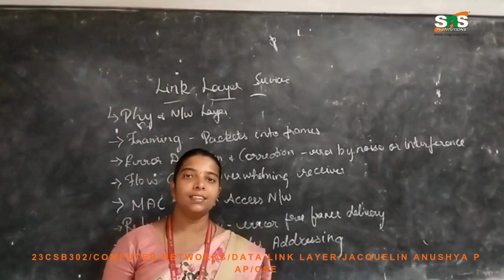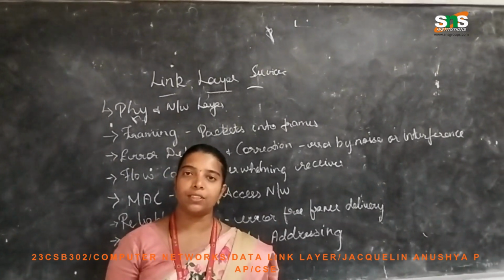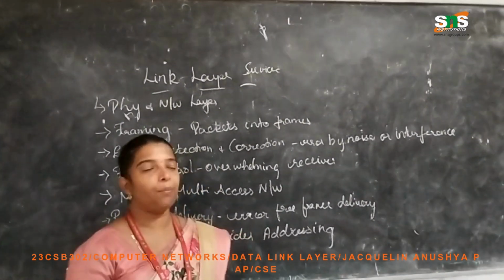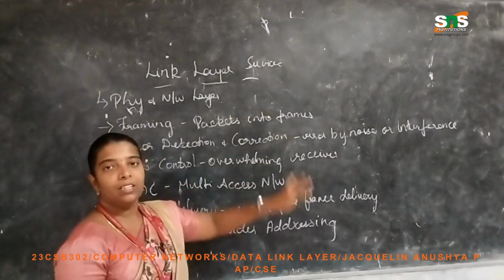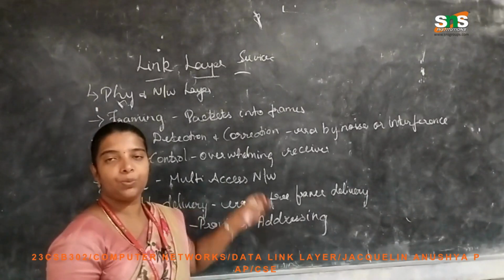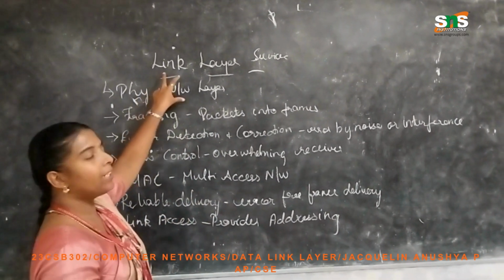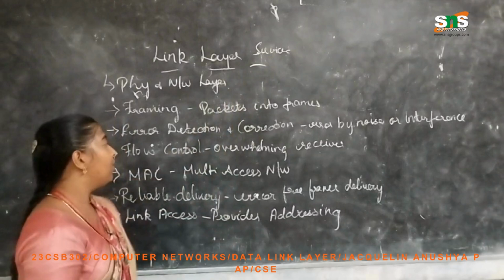In last classes, we have seen about the physical layer in computer networks. So in this class, we will see about the data link layer. In this data link layer, first we are going to see about the data link services. This will be your second unit. In the second unit, what are link layer services?